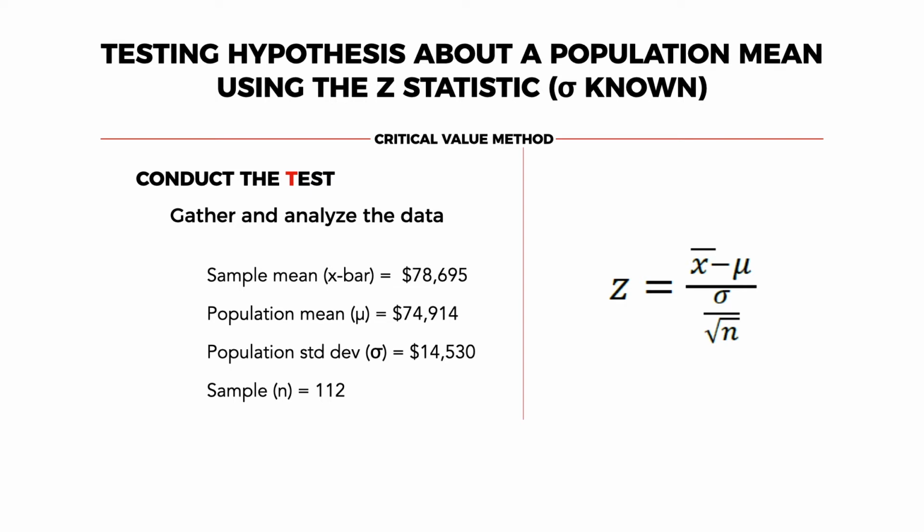And the data that we have so far is that the sample mean is $78,695. The population mean is $74,914. Population standard deviation, which is $14,530, and the sample of 112. We will be using the z-score formula in order to determine the critical value. And with the formula of z is equal to sample mean minus population mean all over population standard deviation over the square root of n, we have the observed value that is 2.75.